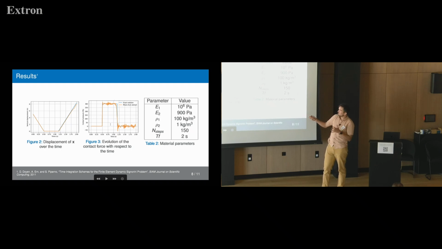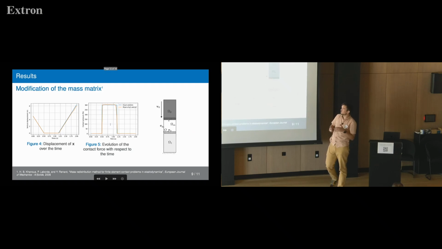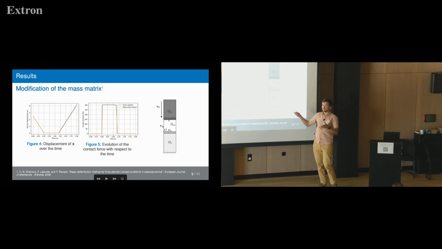In order to reduce this oscillation, we use the classical method, which is the modification of the mass matrix. Basically, it consists in removing the density on the nodes of the mass matrix that are related to the contact interface, and redistributing this density in the rest of the bodies. And so we observe that the curves match better.